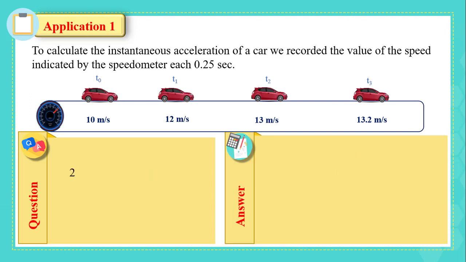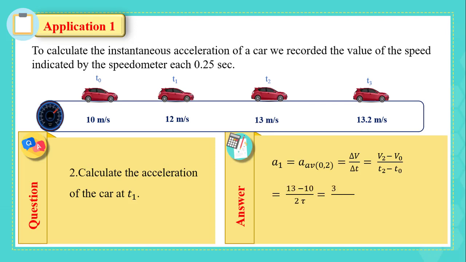Now we need to calculate the acceleration of the car at T1, which means that we need to calculate the instantaneous acceleration at the instant T1. The instantaneous acceleration is equal to the average acceleration between the instants just before 1 and just after 1, which is equal to A average for 0 and 2, which gives us delta V divided by delta T, which is equal to V2 minus V0 divided by T2 minus T0. Then A1 is equal to 13 minus 10 divided by 2 tau, which gives us 6 meter per second square.